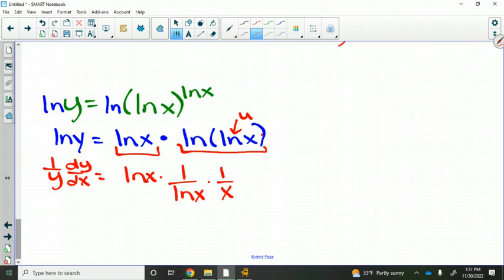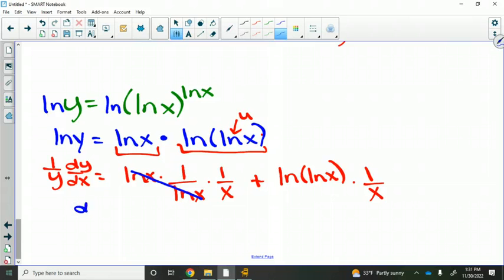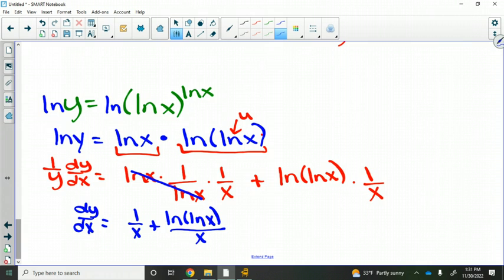So first times the derivative of the second plus second times the derivative of the first. This stuff cancels. So then I squish and multiply by y. We'll have 1 over x plus the natural log of the natural log of x divided by x. And then times our original, the natural log of x to the natural log of x power.